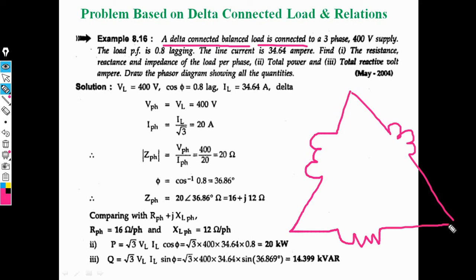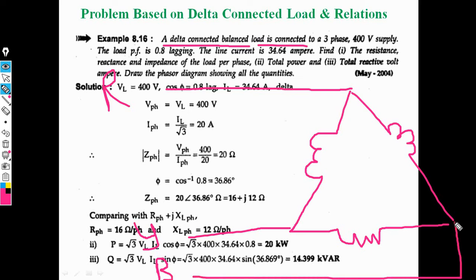Now this is the delta connected load. This is the R phase, this is the Y phase, and this is the B phase. Here current IR is flowing through it, current IY is flowing through it, and current IB is flowing through it.